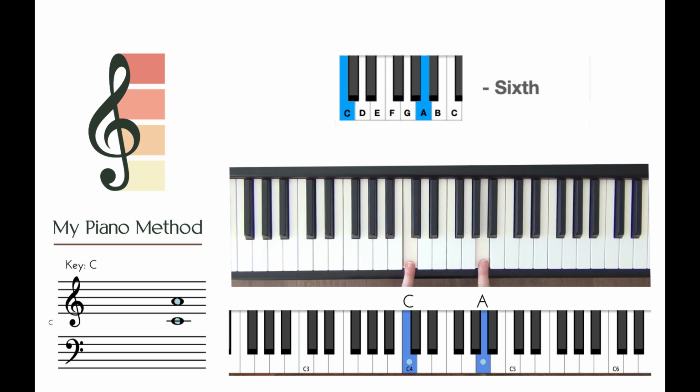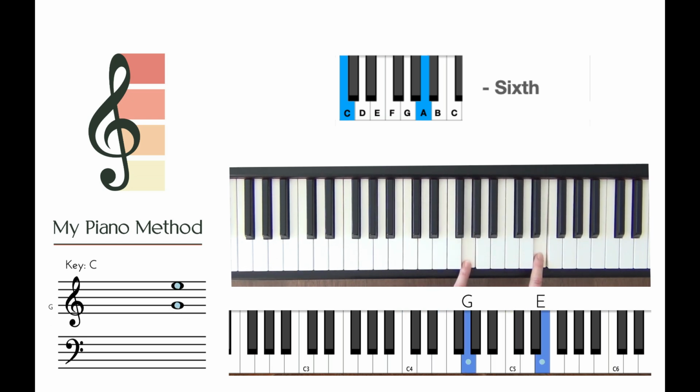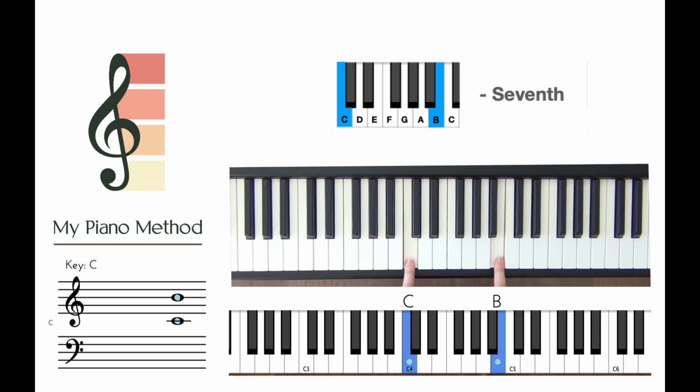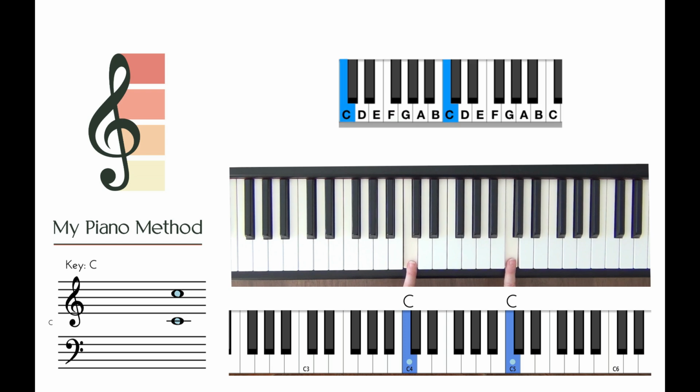If I move up another note, this is a sixth. C, D, E, F, G, A. C and A are a sixth apart. And again, this is a common interval to use when you're improvising. So C to A is an interval of a sixth. If I move up to the B, this is an interval of a seventh. And then, of course, we have our octave, which is an interval of an eighth.